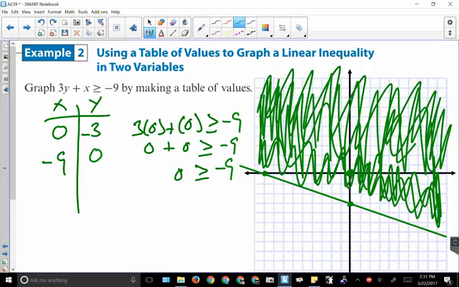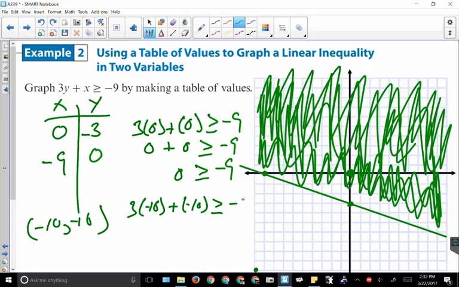Let's double check this here once. Let's say I choose this point down here, which is negative 10 comma negative 10. Is this true? So if I put 3 times negative 10 plus negative 10, is this greater than or equal to negative 9? Well, this is going to be negative 30 plus negative 10 greater than or equal to negative 9. Is negative 40 bigger than negative 9? And the answer would be no. Got to remember, think of it in terms of a thermometer for temperature. What would you rather have, 40 below or 9 below? Well, it makes good ice, true, but I'd rather have it negative 9 rather than negative 40.